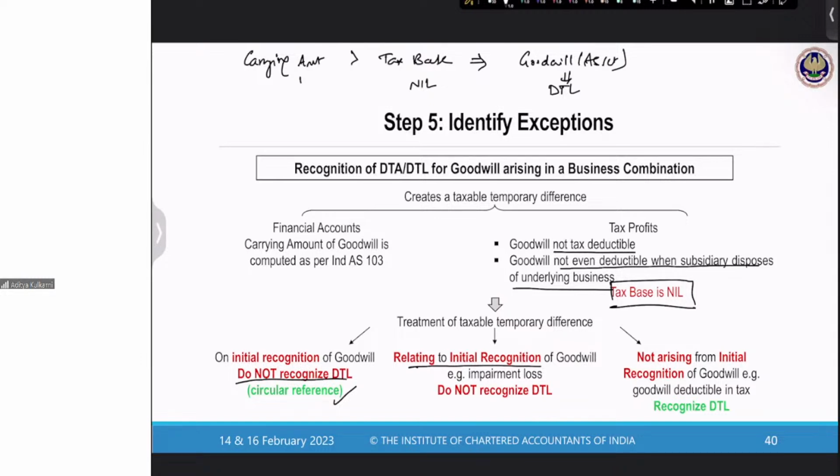Suppose the goodwill is deductible for tax purposes. In that case, go ahead and recognize the corresponding deferred tax liability.